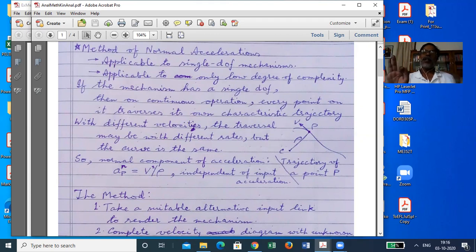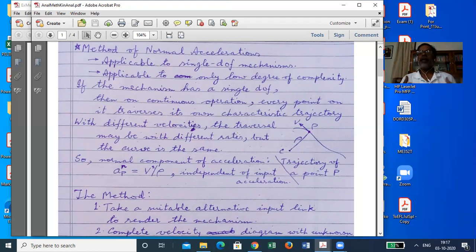So every point of every link will execute its own trajectory because there is a single degree of freedom. So the point is constrained to move on its own curve. It cannot go outside that thin curve. Okay, it is channelized. In that sense, a single degree of freedom mechanism is called a constraint mechanism. Okay, so on such a mechanism, every point traverses its own trajectory. Fine. Now, if you run the mechanism with different velocities, then the traversal will be with different rates.